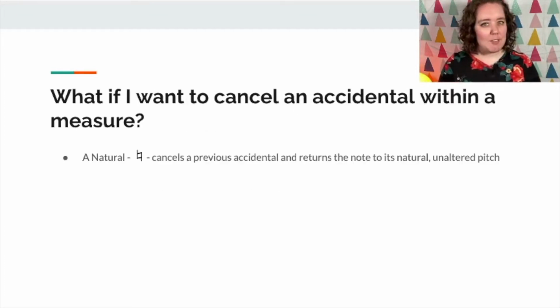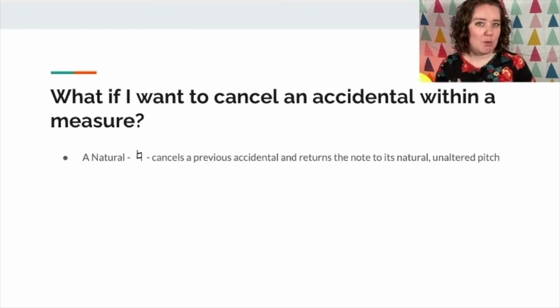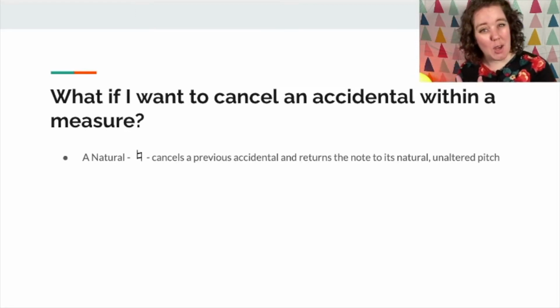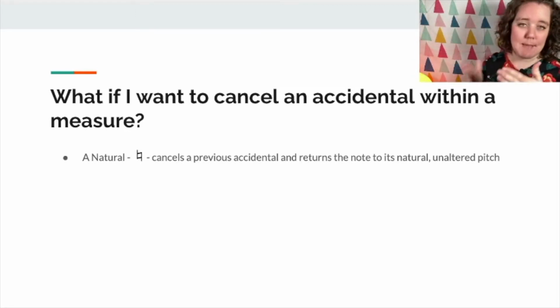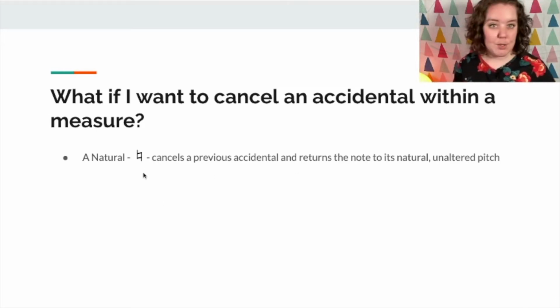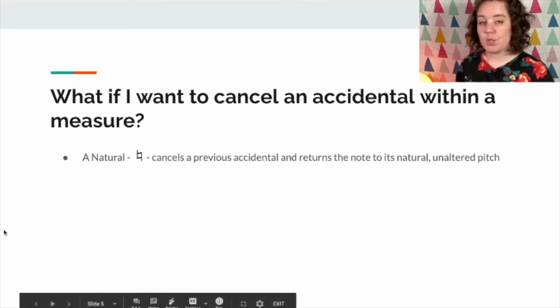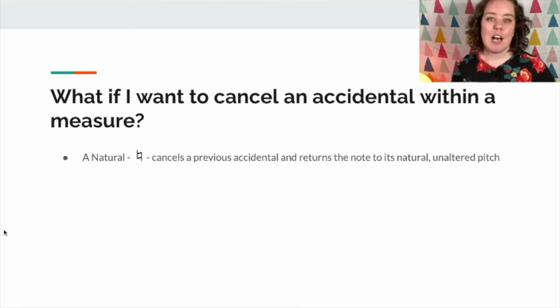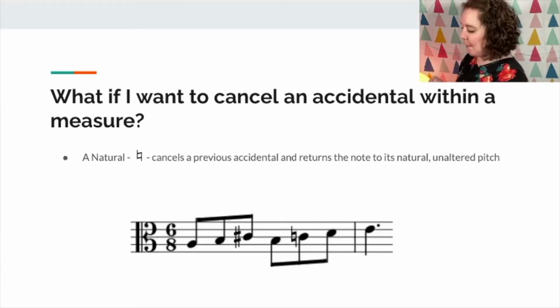So what happens if you have an accidental on a note and you really don't want to have that accidental on a repeated note after that in the same measure? Well, that's when we use a natural. A natural, and here's a symbol right here, cancels a previous accidental and returns the note to its natural, unaltered pitch, and it cancels everything that happened before on that pitch.